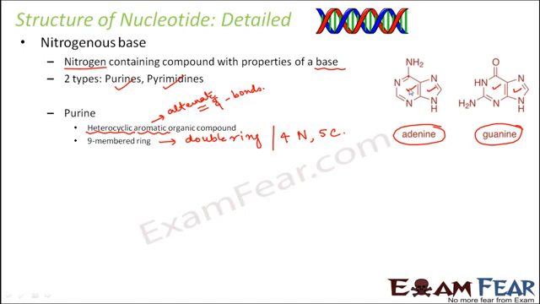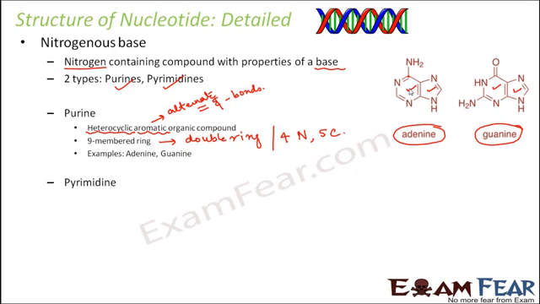The 2 rings are joined to each other. That is why purines can be distinguished from pyrimidines by looking at their structure. If it is a double ring structure and a 9-membered ring structure, then it is definitely going to be a purine. Examples of purine are adenine and guanine, as you can see in the figure.